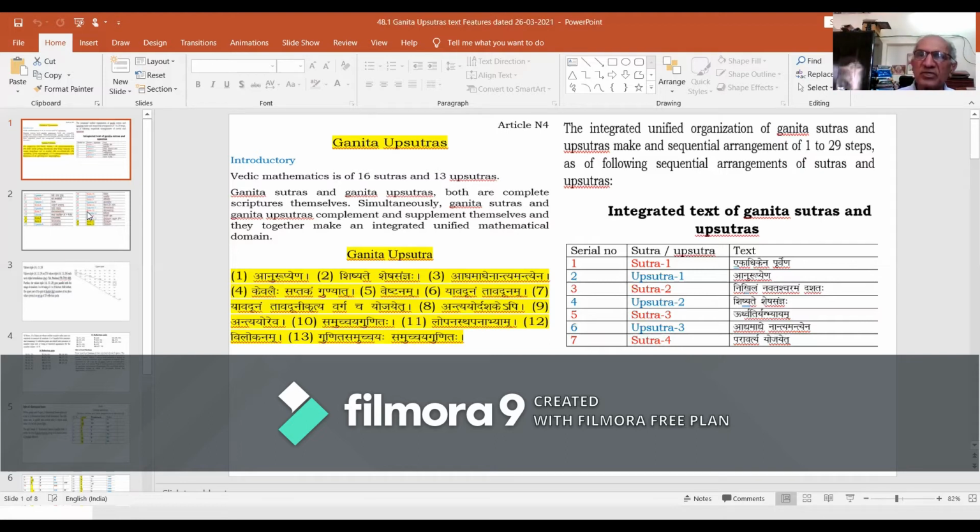Sutras 15 and 16 are a pair of sutras whose texts are of 16 letters each. Like Sutras 8 and 9 being of 16 letters each, Sutras 15 and 16 as well are texts of 16 letters each.